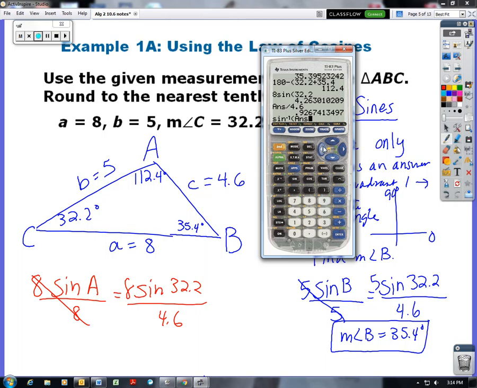Oops, I don't want that plus there. That's not going to work. See, it's 67.9. Well, angle A is obviously not 67.9. So if you had chosen to do angle A first, you would have been in trouble. You would have gotten the wrong answer. So you just have to be smart about it when you're doing these things.